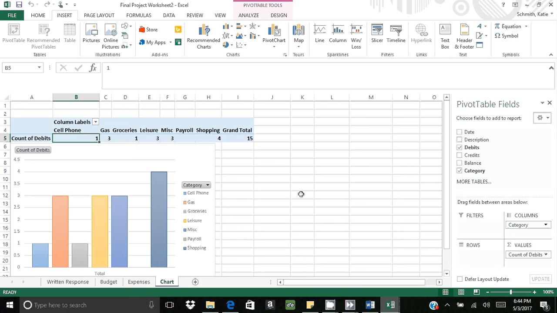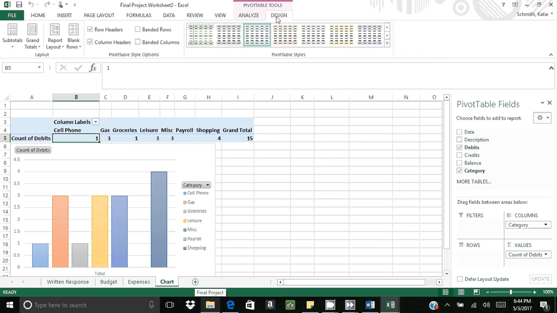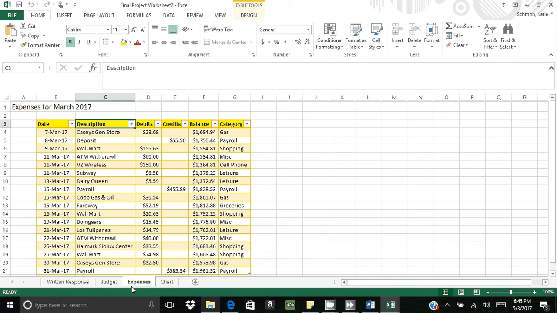And I also used Chart Style 5 in the Pivot Table Design tab for my chart. And then for my pivot table, I used Pivot Style Light 16. So I found out from the pivot table and the pivot chart that I was spending most of my money on shopping. So then I created a scenario using the scenario manager that shows what my total expenditures would be if I didn't do any shopping for the month of March.